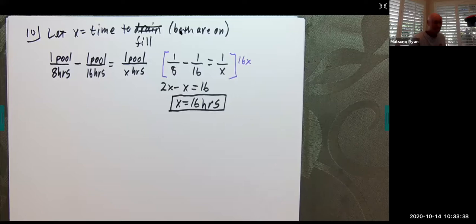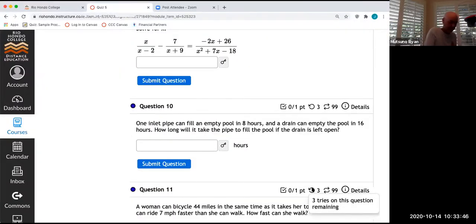I'm going to go back to the original question so you can review it again. Again, it's subtract because the drain is letting water out. If it was another inlet pipe, if that was older and wasn't as efficient, then you would add them together.